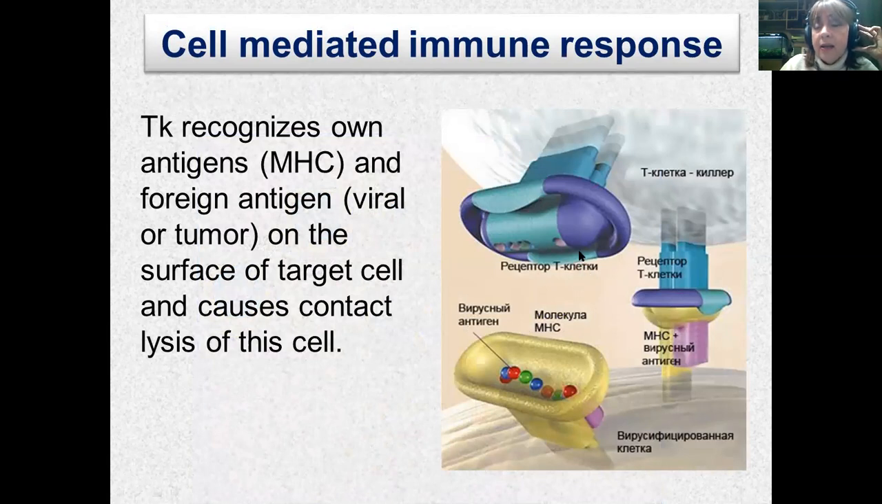When a T killer contacts a target cell, double recognition takes place. At the same time, the T killer recognizes own antigens of the major histocompatibility complex, the normal cellular antigens, and foreign antigens. It may be viral or tumor antigens. Only if two types of receptors are connected, the T killer can kill this target cell.